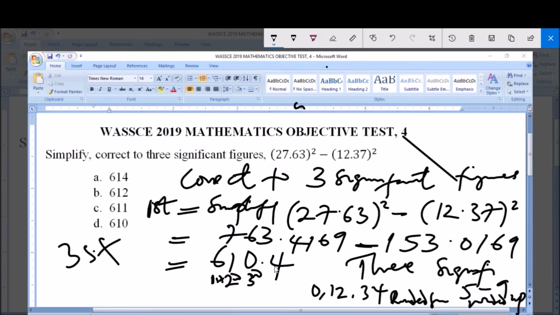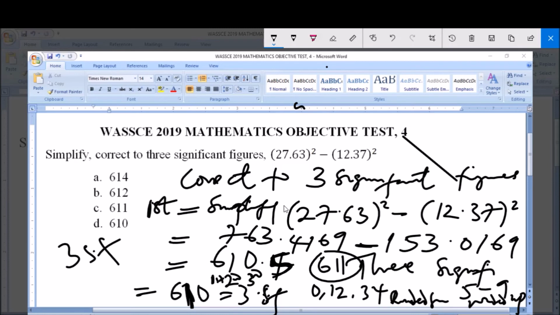So now this is actually 4, so it will be rounded down, meaning what? 610 will remain 610. That's three significant figures. Now if it were 5 here, it will be rounded up, and then you have something like 611. But since it is 4, you are having 610, and this is your correct answer, correct to three significant figures.